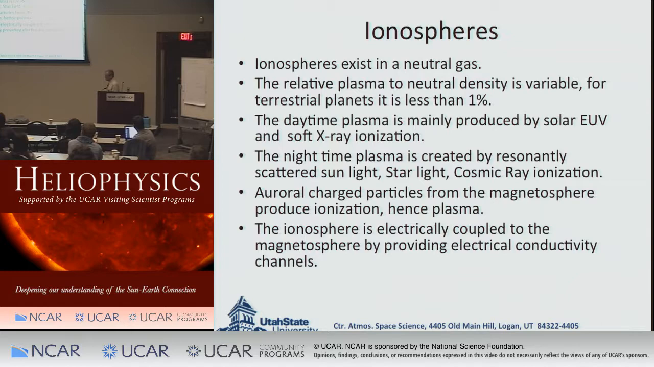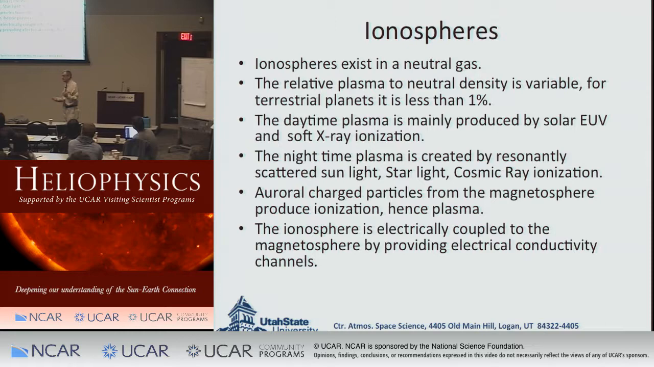So it exists in a neutral gas. The relative plasma to neutral density is variable. For terrestrial planets, it's less than 1%. Dana pointed this out to us too, that in these gases around the planets, the plasma component is less than 1%. And we're dealing with less than 1% of the solar constant energy. And yet, our technical world entirely depends on how this works.